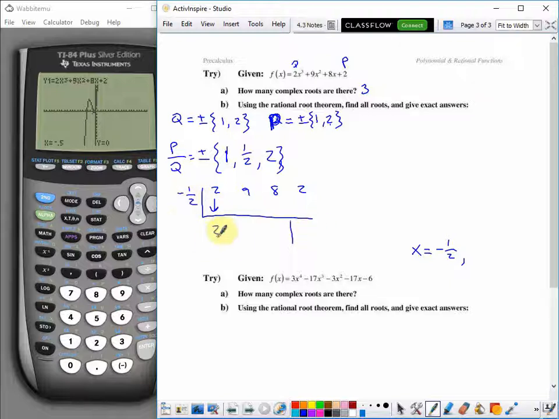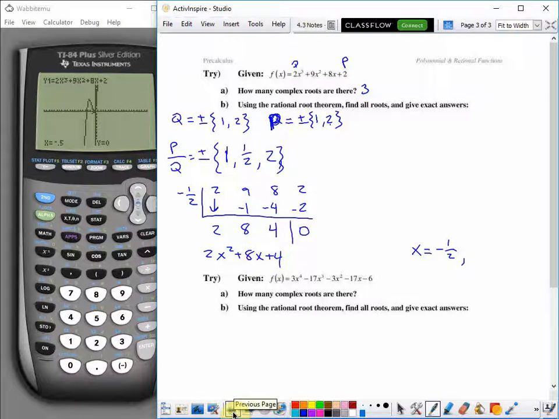So -1/2 times 2, -1, add, I get 8, multiply, negative 4, add, multiply, and add, and I get a remainder of 0, which is a must. If I don't, then I made a mistake somewhere. So I get 2x squared plus 8x plus 4.